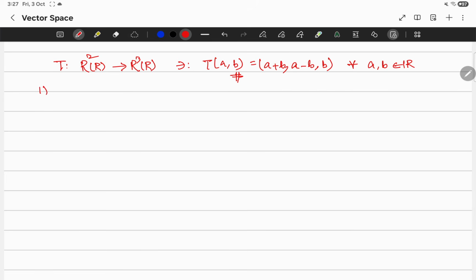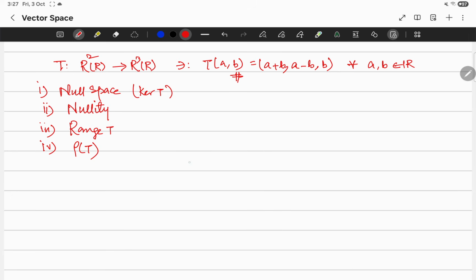Then you have to check its null space. What is its null space? That is, what is the kernel of T? Second, what is its nullity? That means, what is the dimension of this kernel? Third, find its range. And fourth, find the rank of T. Okay, so we will discuss this problem in the next session. You try this once, and let's explain it in the next session.